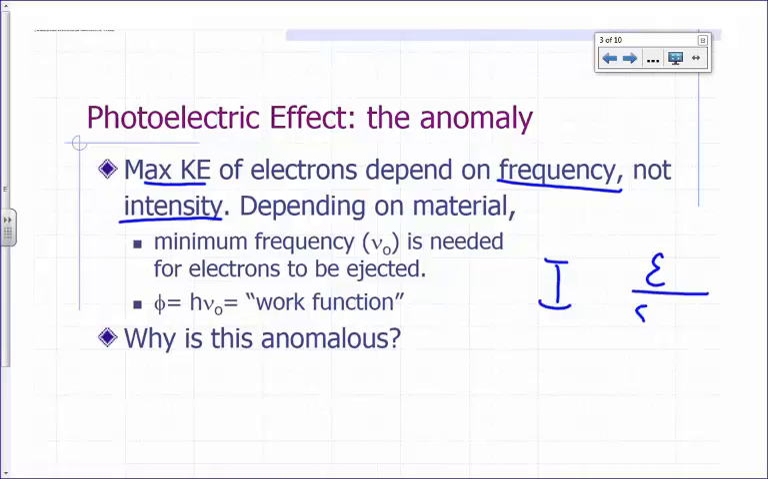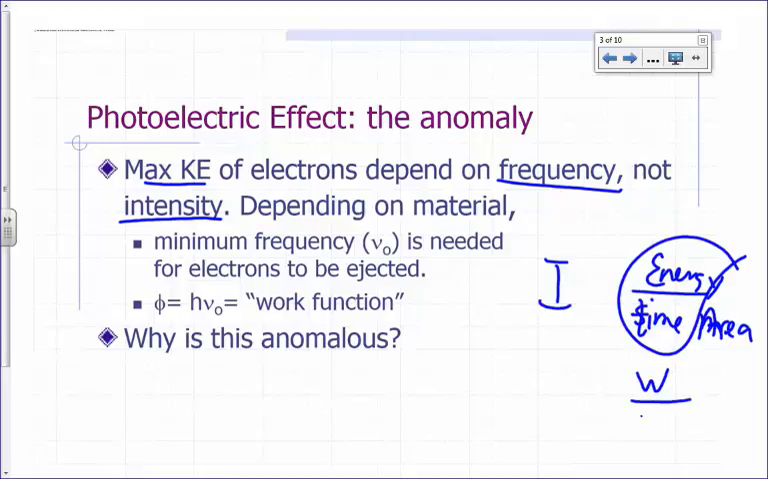Transported per unit time, per unit time, per unit area, right? So energy per unit time is watts per unit area. That's joules per second, and area is square meters. So you would think that the more intense you make the radiation, you're putting in more energy, you should be able to knock off more electrons and get them to move faster, right?